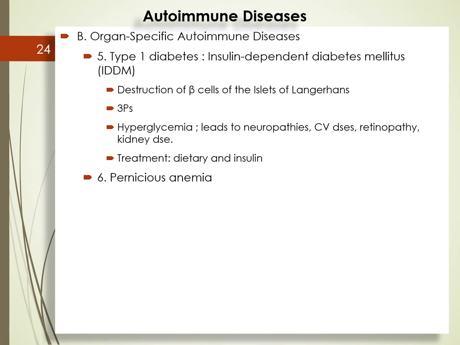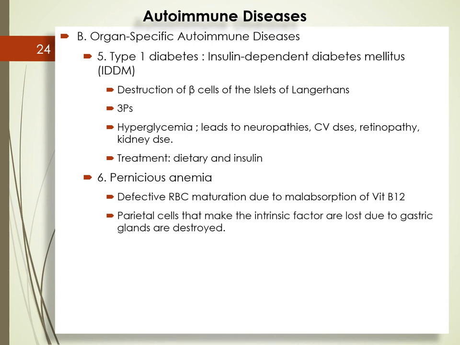Next, again, would be organ-specific autoimmune diseases, like pernicious anemia. In pernicious anemia, there will be defective RBC maturation because there is lack of vitamin B12 due to its malabsorption.